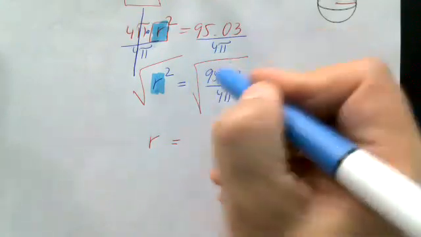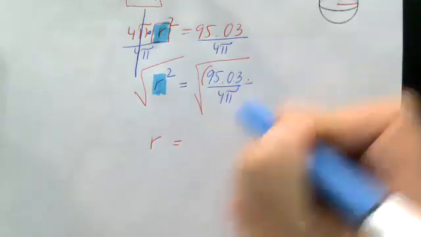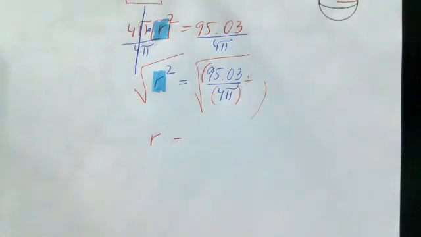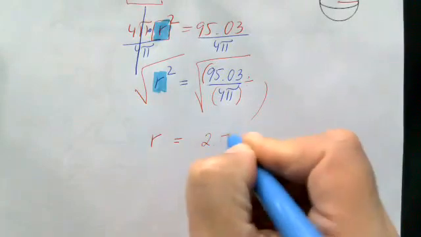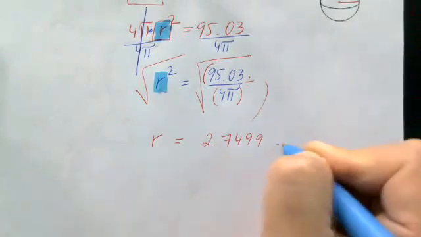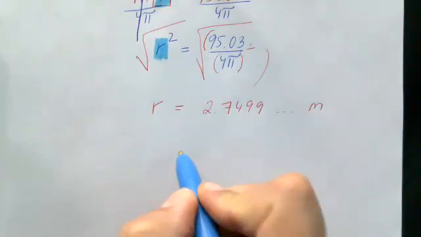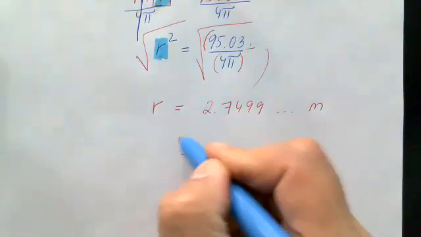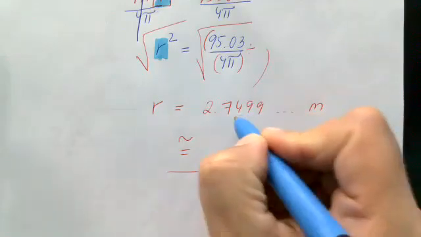Square root of, make sure you put a bracket here, divide by, you might need an extra bracket around the 4 pi, depending on your calculator. I think some calculators might be understanding the 4 pi together. I'm going to tell you what you should be getting, and then you'll know if you need extra brackets or not, okay? So you should be getting 2.7499. So I'm going to come around and see if you're getting that, and then we're going to round at the very end to the nearest 100th.